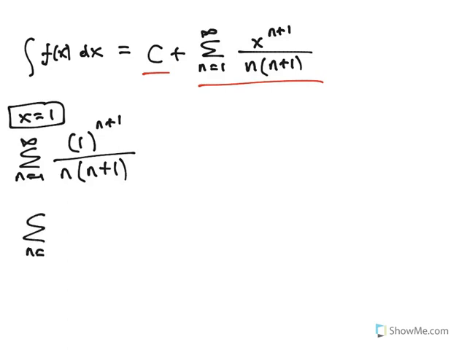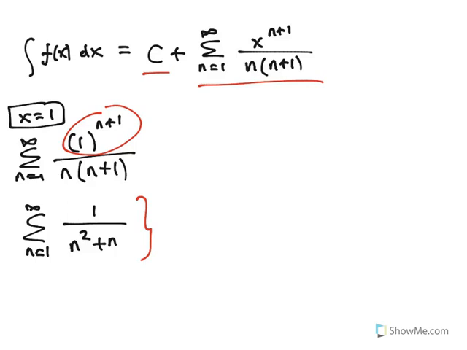You can of course simplify. The numerator is just going to be 1. 1 raised to any power is 1. And the denominator, you can see you have n times n plus 1, which you can write as n squared plus n. And how do you determine whether this series converges or diverges?